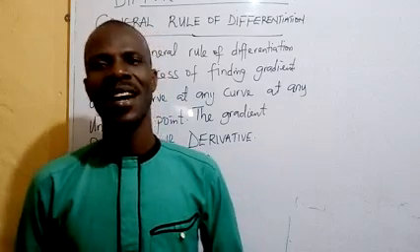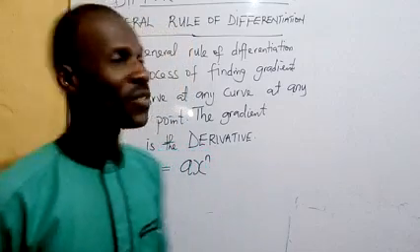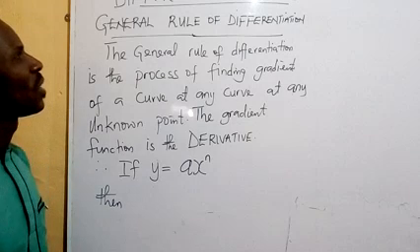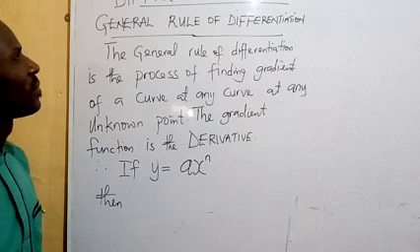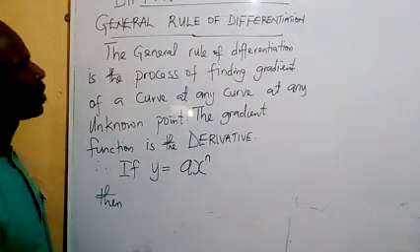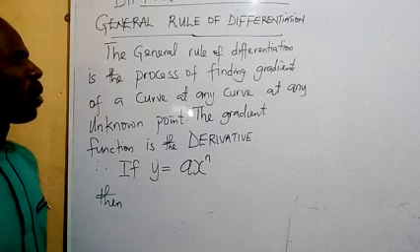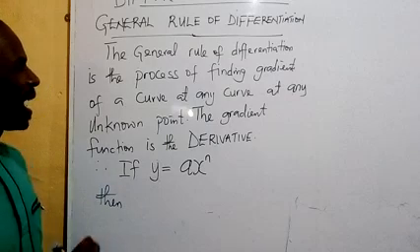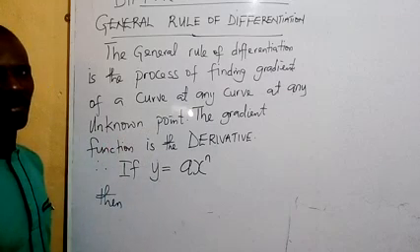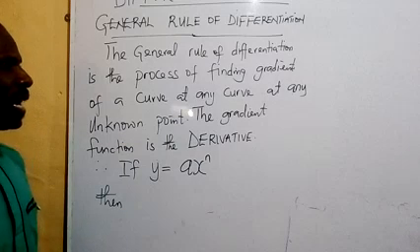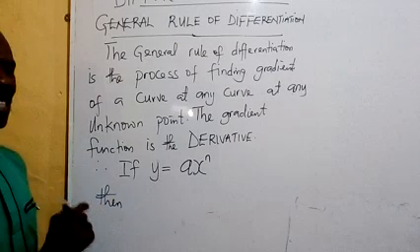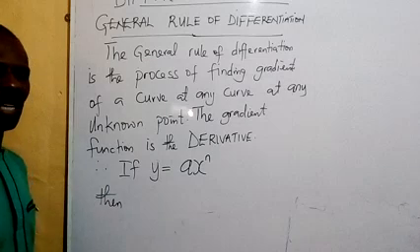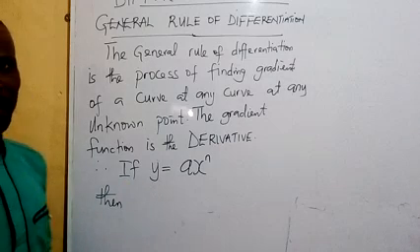The lesson I have for you today is titled Differentiation. We want to look at the general rules of differentiation. The general rule of differentiation is the process of finding the gradient of a curve at any unknown point. And the gradient of that function is the derivative.